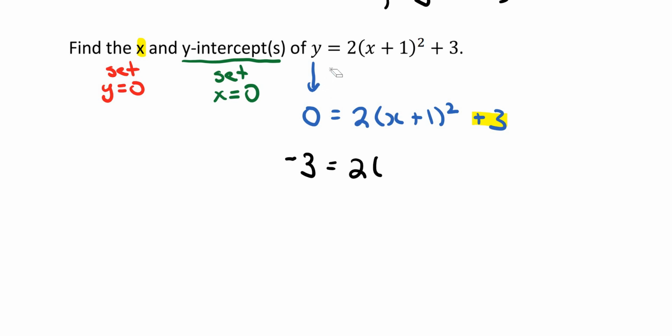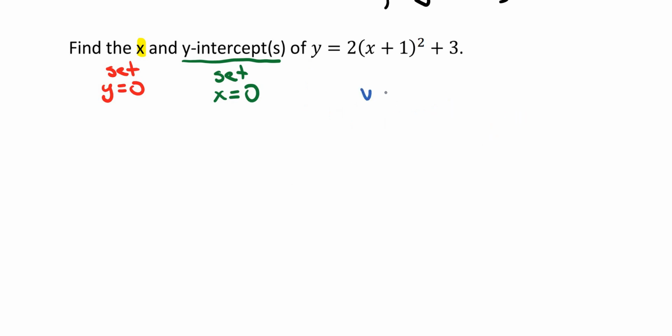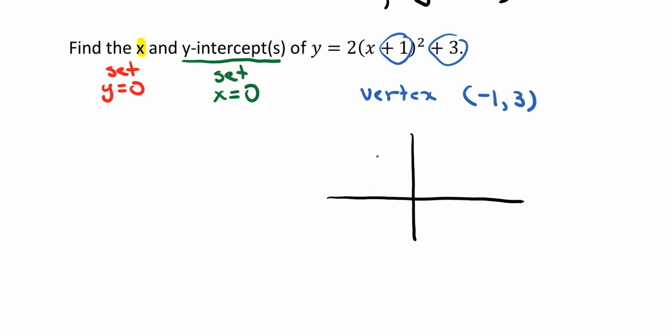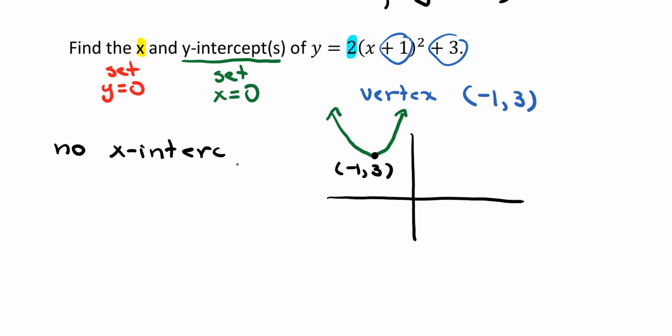Actually, hold on. I can tell right away this is not going to work out. Remember, what's the vertex here? Well, the vertex is going to be (-1, 3). So if I look at the vertex here, here's (-1, 3). And because there's a positive leading coefficient, this thing opens up, right? So it turns out that there are no x-intercepts. The graph never touches the x-axis, which is this blue line, so there are no x-intercepts.